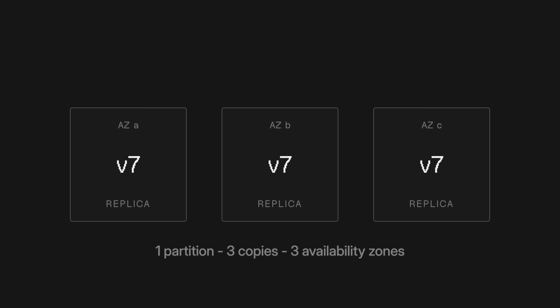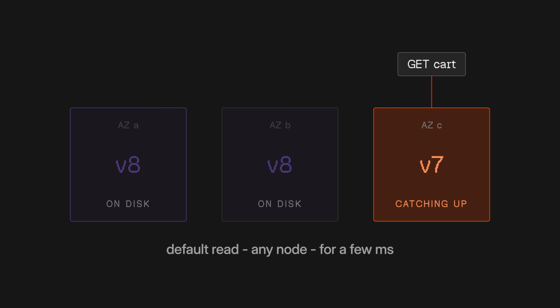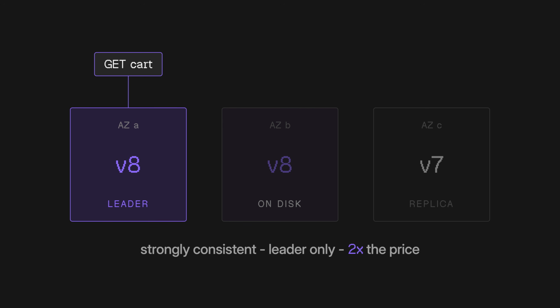Each partition is copied onto 3 storage nodes in 3 availability zones. One of them is the leader, and a write is confirmed as soon as 2 out of 3 copies have it on disk. A default read can be served by any node, including the one still catching up, so for a few milliseconds it can return the previous version of your cart. A strongly consistent read always goes to the leader, and AWS charges twice as much for it.